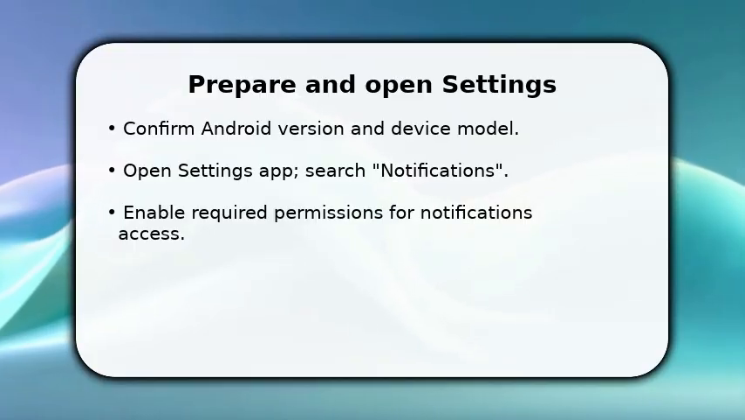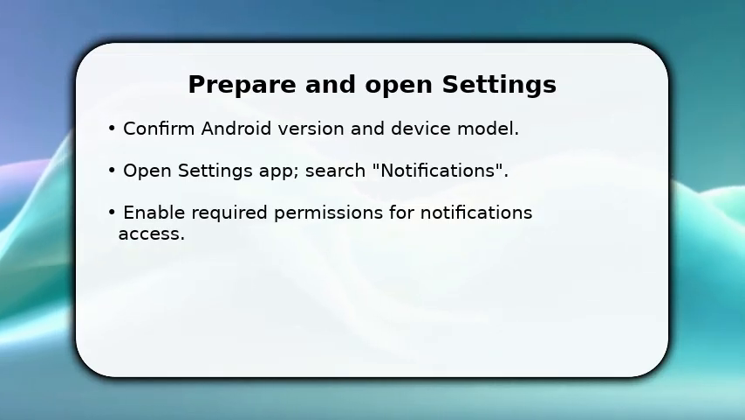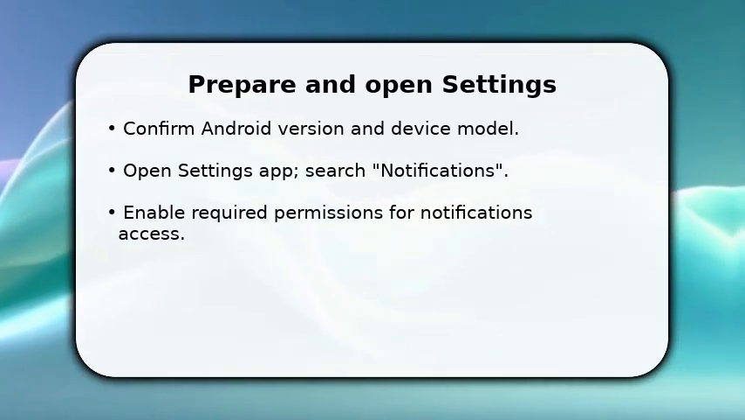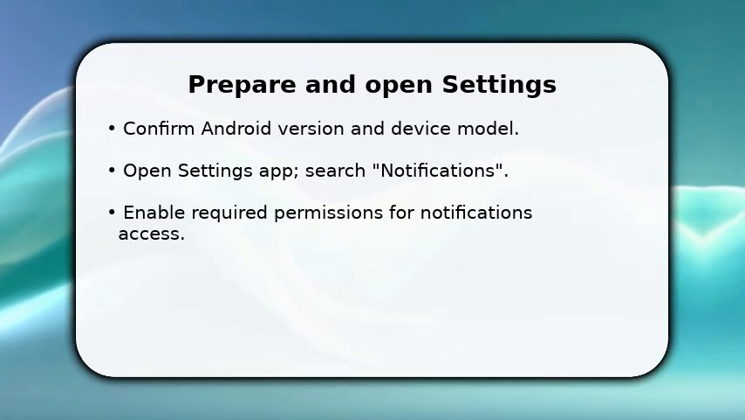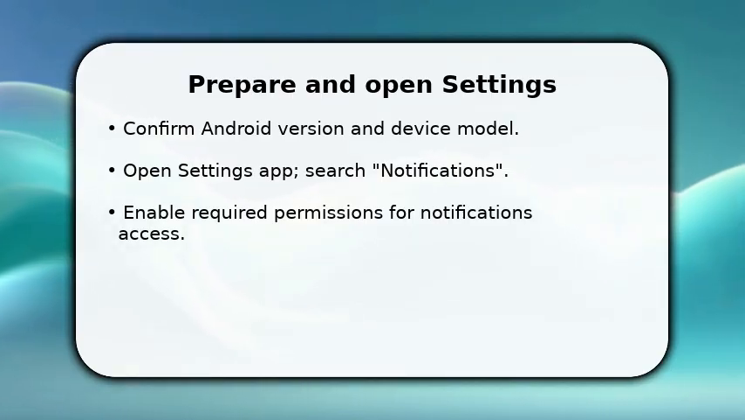You start by confirming your Android version and model so you know which menus to expect. Once done, open Settings and use the search bar to find notifications quickly. Make sure notification access permissions are granted for the app you want to monitor, otherwise retrieval won't work.